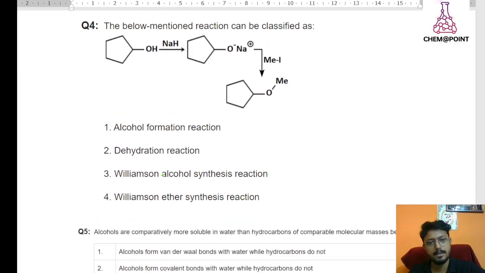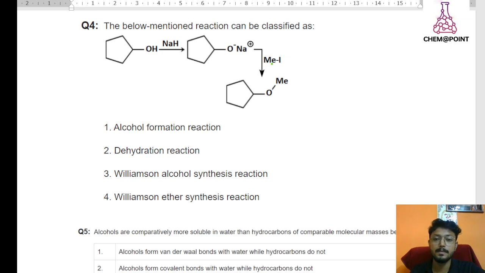Then question number 4. The below mentioned reaction can be classified as... The first step is the alcohol reacting with NaH. Got my point? So it will form sodium cyclopentoxide. This is cyclic: 1, 2, 3, 4, 5. Sodium cyclopentoxide.